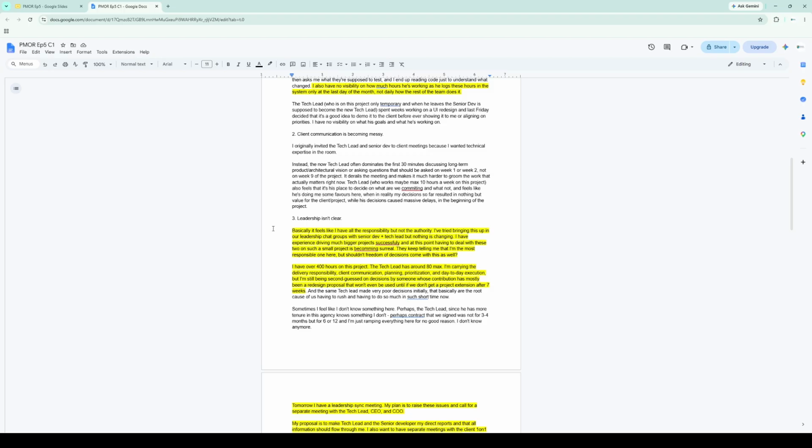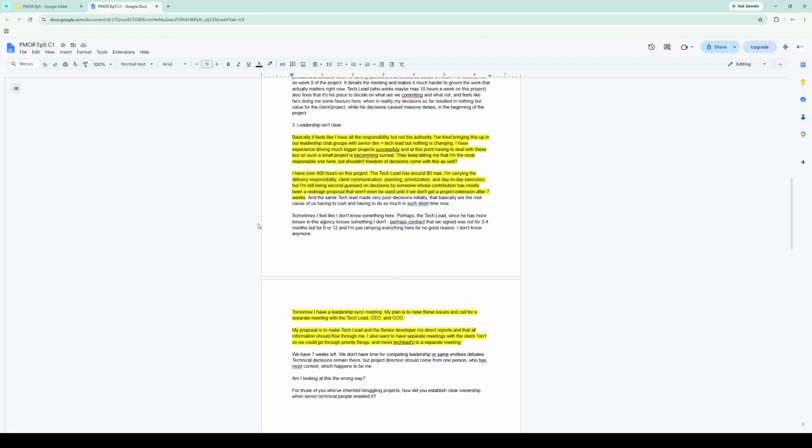And then the third problem is leadership isn't clear. And I'm going to read a bunch of this because it's really core to what we're going to examine. Basically, it feels like I have all the responsibility, but not the authority. I've tried bringing this up in our leadership chat groups with the senior dev and the tech lead, but nothing is changing. I have experience driving much bigger projects successfully, and at this point, having to deal with these two on such a small project is becoming surreal. They keep telling me I'm the most responsible one here, but shouldn't freedom of decisions come from this as well?